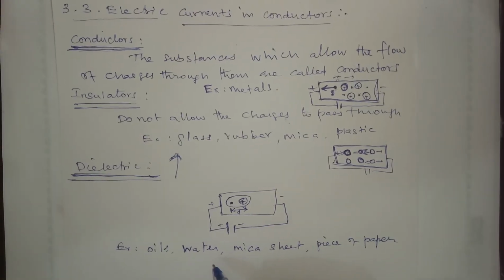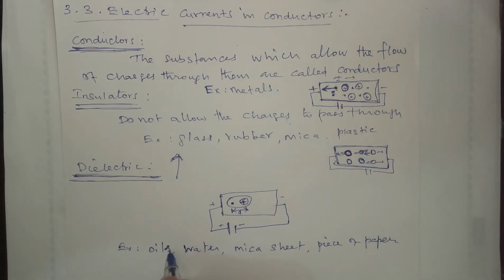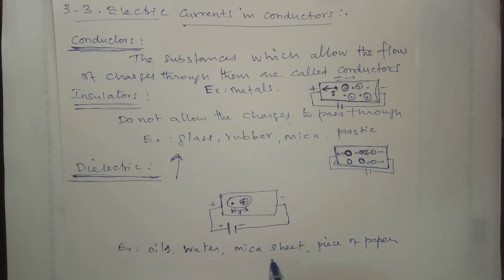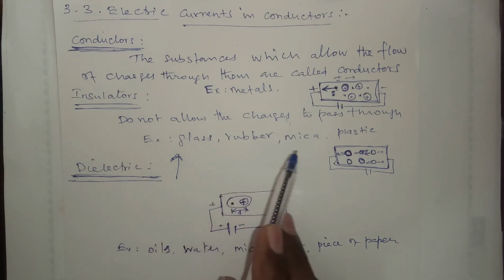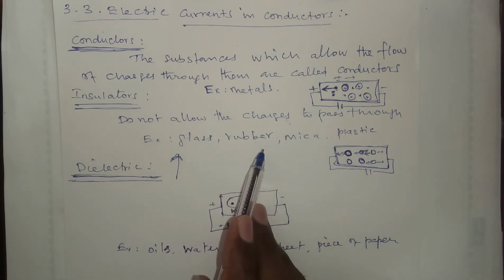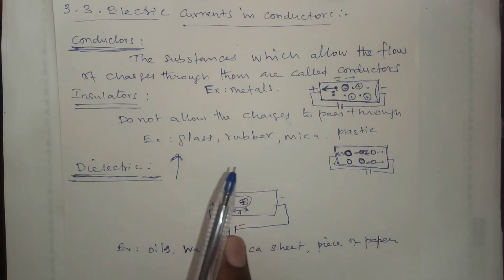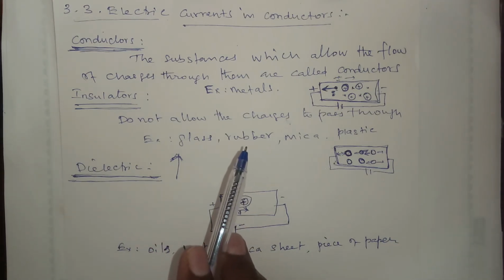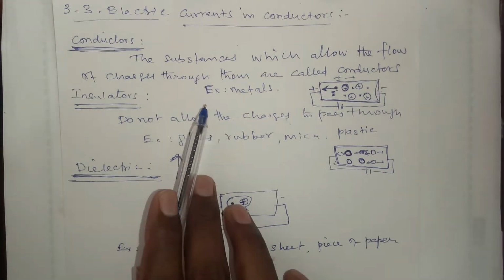Examples of dielectrics are oils, such as the synthetic oils used in lead acid batteries, water, mica sheets, and pieces of paper. At the same time, examples of insulators are glass, rubber, mica, and plastic. These are insulators; they do not conduct electricity through them. And metals, many liquids and some gases act as conductors.